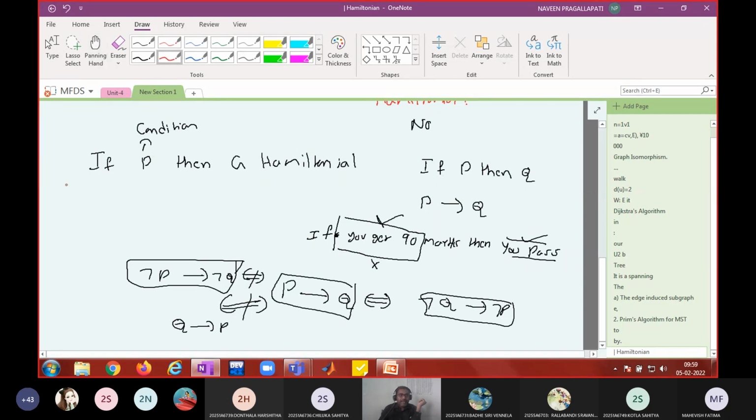For example, if you take this one, 1, 2, 3, 4, we observe that it is Hamiltonian because it has a Hamiltonian cycle. And what is the degree of each vertex? 2, which is half of the number of vertices. Because it's satisfied, you can see it is Hamiltonian.